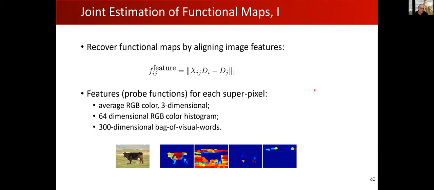The particular probe functions we use are very standard computer vision descriptors. We have RGB color, the average for the superpixel, some histogram of color, and then some shift bag of words based feature that has most of the dimensions. I think these two come from this. They are different dimensions of a histogram color. I guess this captures more of the greens, and this captures more of the browns. And these are some of the bag of words visual features. You can see they tend to focus on the legs of the cow, or maybe some of the other cows in the distance. And we're looking for these functional maps that will transport descriptors from image I to descriptors of image J.